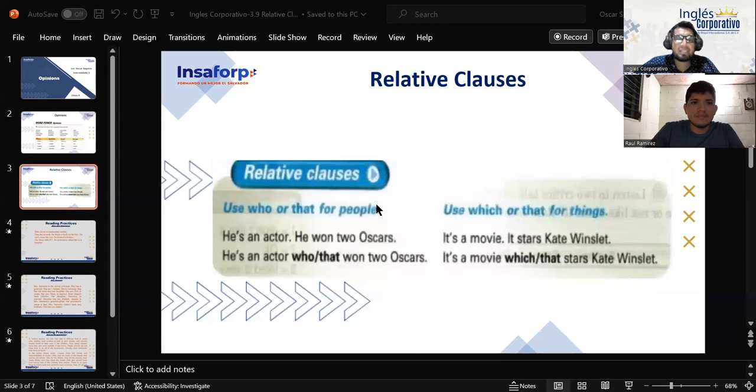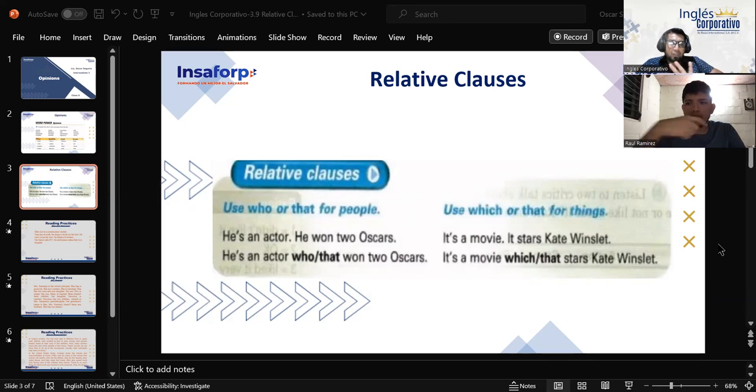So the next thing is the relative clauses. As I was saying at the beginning, relative clauses are used to establish a connection between two different sentences without using any periods, without using any commas, without anything else. It's basically what they are supposed to do, establish that connection or relate those two things.